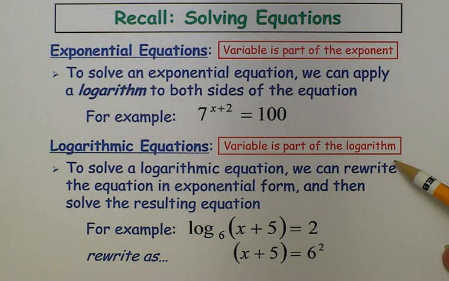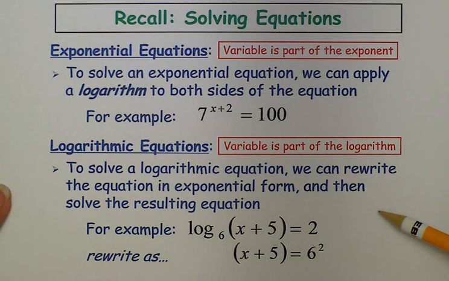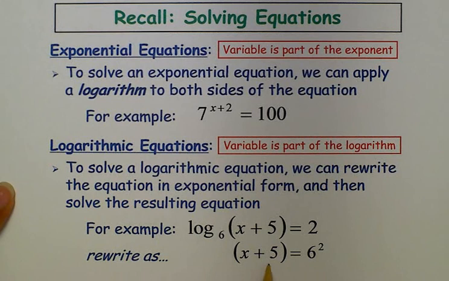And so to solve a logarithmic equation, we can rewrite the equation in exponential form and then solve the resulting equation. We know how to do this once it's an exponential equation. So for example, if you had log base 6 of x plus 5 equals 2, you can rewrite this in exponential form as 6 to the exponent 2 is equal to x plus 5, and that's essentially what we did down here. Okay, so when you're solving a logarithmic equation, your goal is to eliminate the logarithm, and so in order to eliminate the logarithm, you have to rewrite it in exponential form.